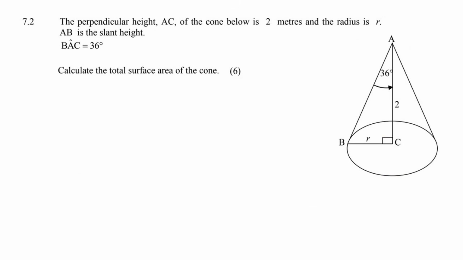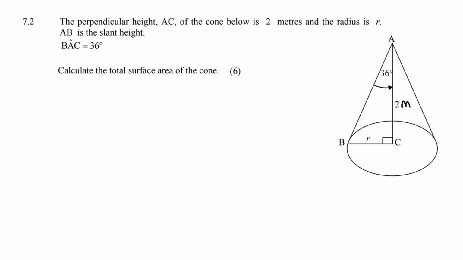The perpendicular height, AC, of the cone below is 2 meters. Okay, so we've got 2 meters over there, and the radius is r. AB is the slant height, and the angle is 36 degrees. For 6 marks, calculate the total surface area of the cone.